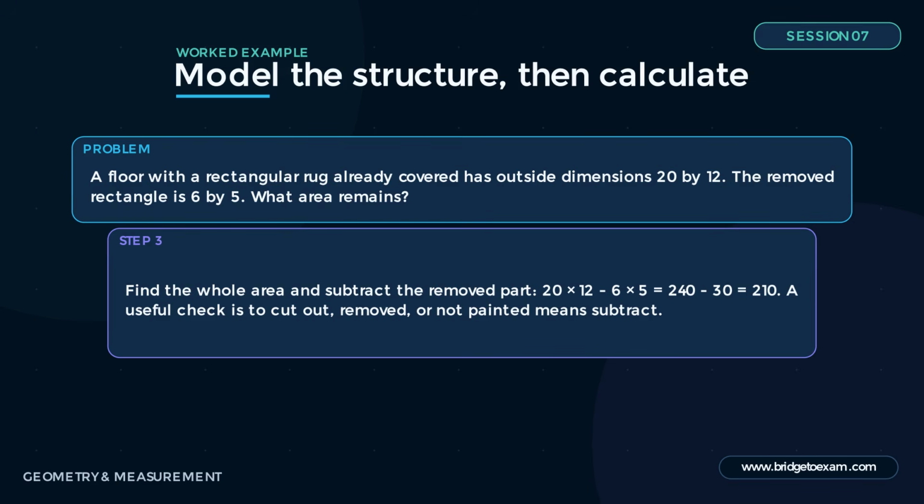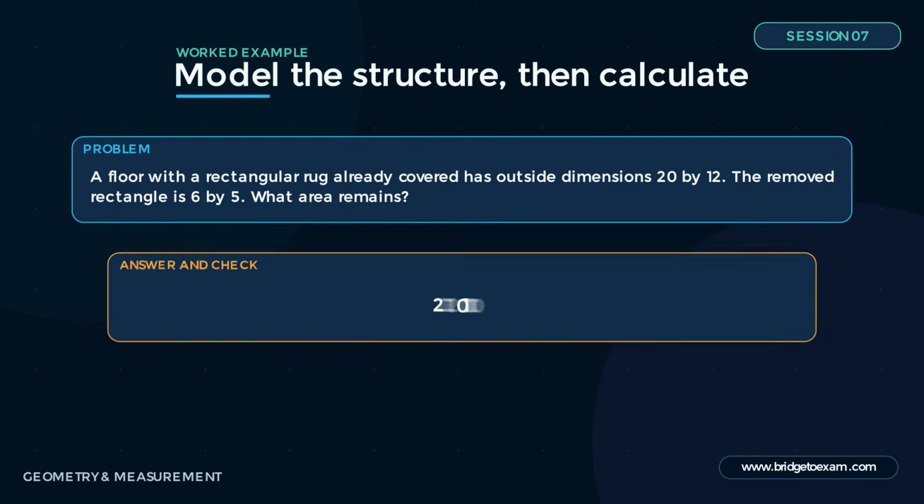A useful check is to cut out, removed, or not painted means subtract. The answer is 210. Now verify the result against the original wording. The quantity, numerical size, and unit must all make sense together.